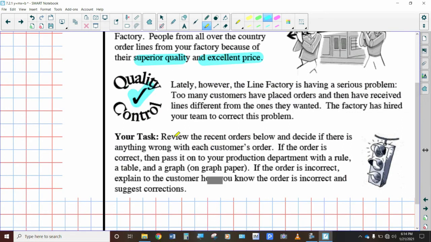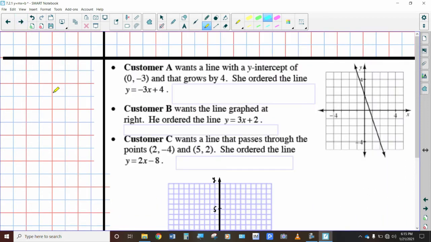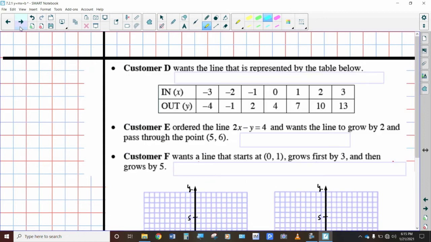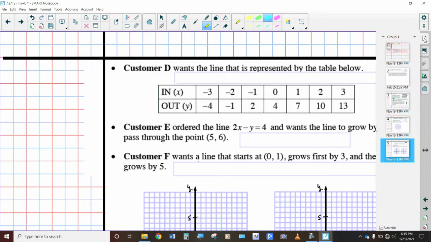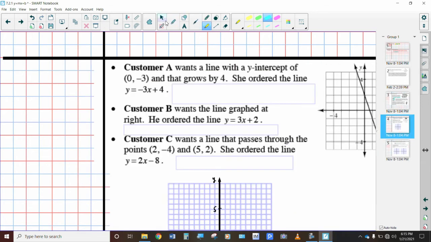Okay, so what we're going to do is review some recent orders and decide whether a mistake was made by the customer or possibly by the factory itself. We're going to have a bunch of different customers: A, B, C, D, E, and F, and then we are finished. That's how quick this should go. Okay, so let's just get to it. Let's start with customer A.